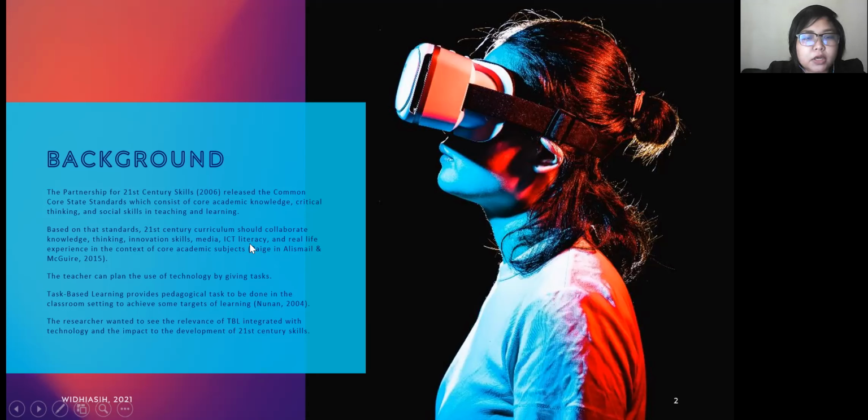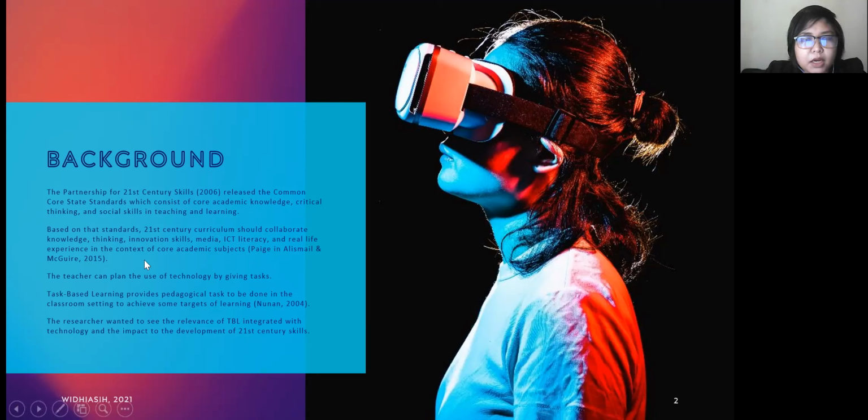One of the skills that should be mastered here is ICT literacy. ICT literacy here is not only accomplished when the student can use the ICT, but also when the students can master information literacy, media literacy, and ICT literacy.